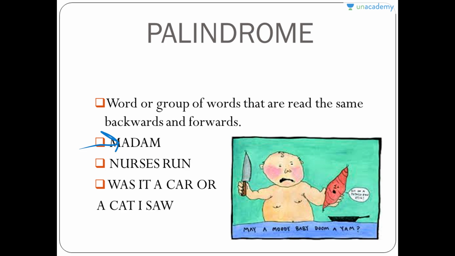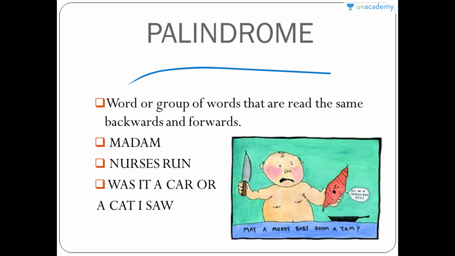If we read madam from this direction, we get madam, and also if we read from this direction, we get madam. So this is what a palindrome is. It doesn't matter which way we read it, whether the way it is meant to be read, or the other way, what we get is the same thing. This is what a palindrome is, and it is not restricted to just one single word. We can have entire sentences or two words put together to get a palindrome.